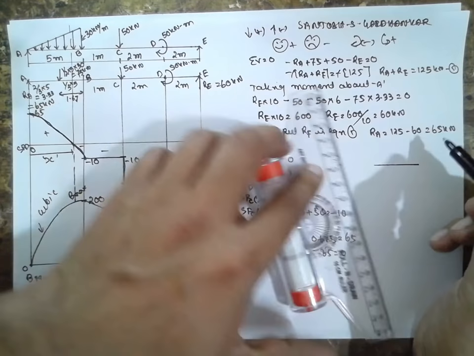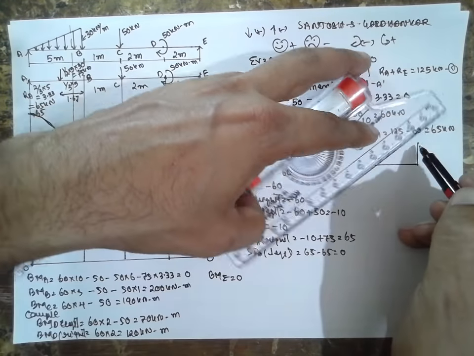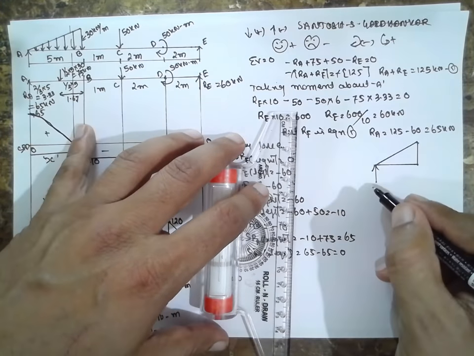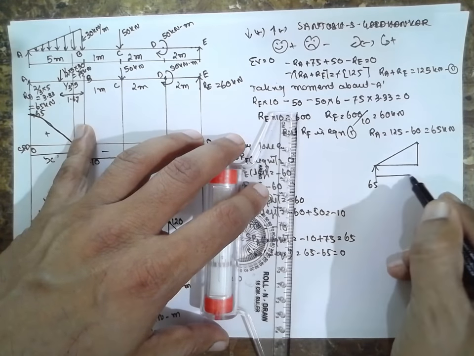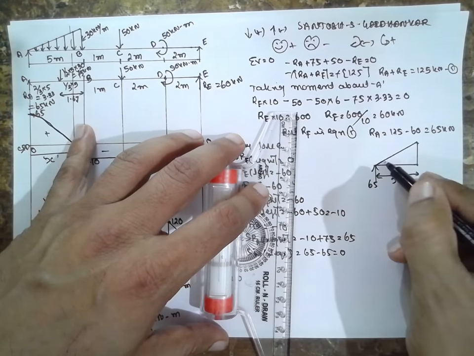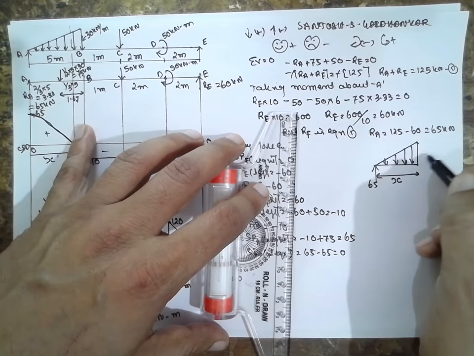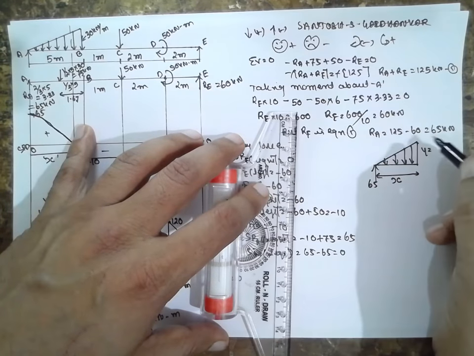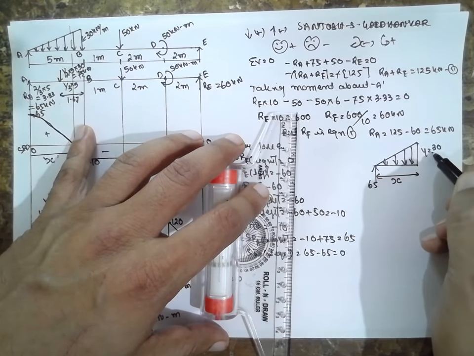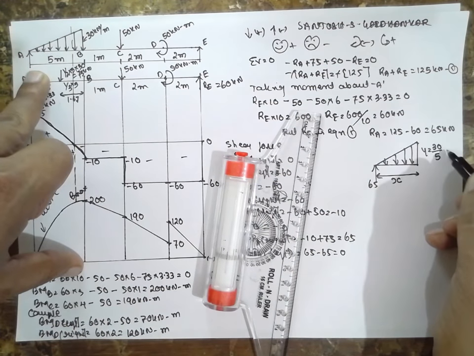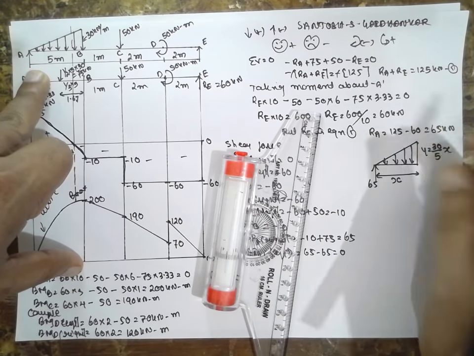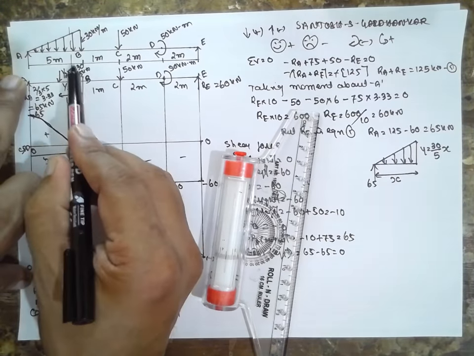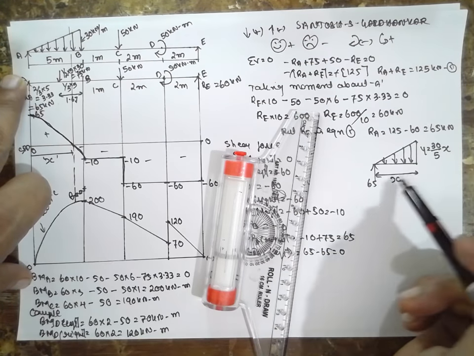Because in order to find out the distance, this is unknown for me. This is a load acting from the bottom, that is 65 kilonewton. This is the x distance, x. These are the downward arrows, and this y will be what? This y is nothing but, from the previous value, 30. You have to write 30 divided by 5 into x, which is nothing but your y distance. This is the 5, you have to take into x, into base.